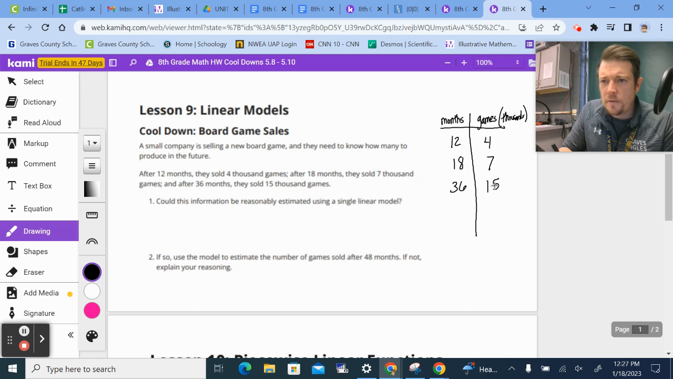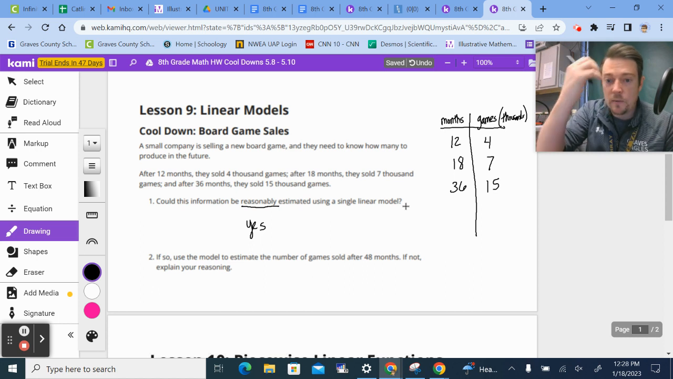So this looks like there's a fairly good pattern here. That in a half year is 3, and 2 years is 9. So maybe in a year's time, we could estimate that they're going up about 4 or 5,000 games, right? And so we could write a linear model for that. Reasonably, it would estimate it well. Could this information be reasonably estimated using a single linear model? I think yes. We do not have to explain why we think that, but the reason why I think that is because the growth seems to be somewhat proportional, not exactly, but somewhat.